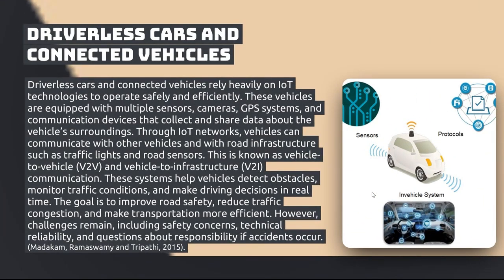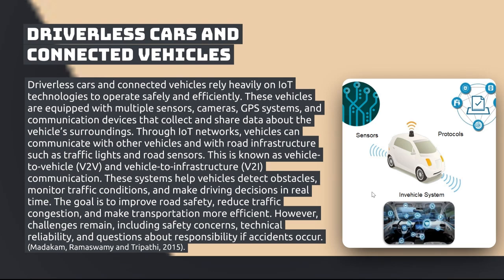Next, we have driverless cars and connected vehicles. Connected vehicles and driverless cars rely heavily on IoT sensors to monitor their surroundings and communicate with other systems. These vehicles use technologies such as cameras, radar, LiDAR sensors, and GPS to collect real-time environmental data.